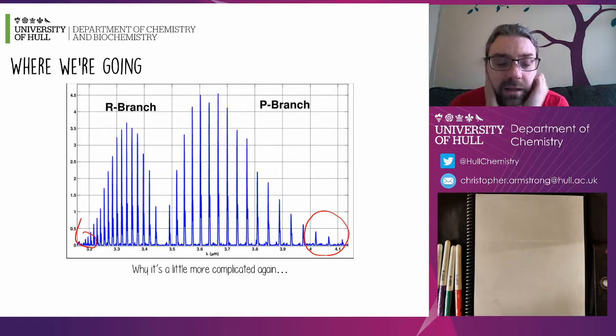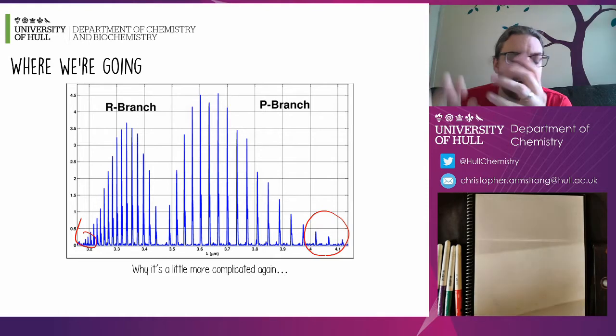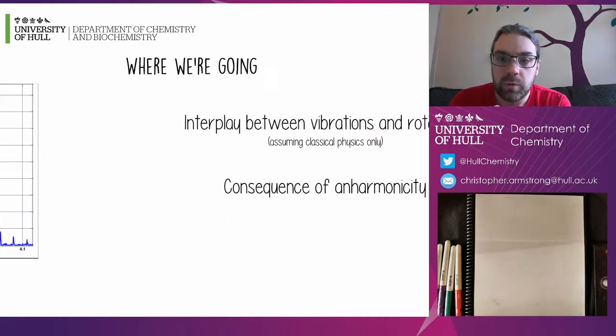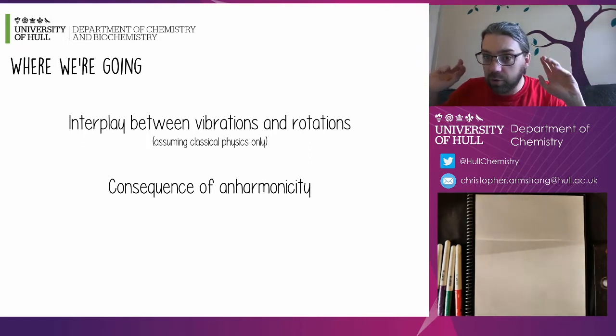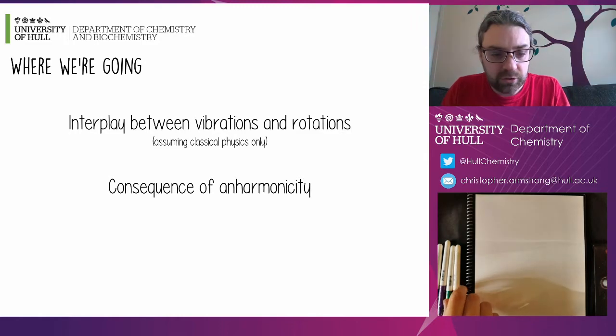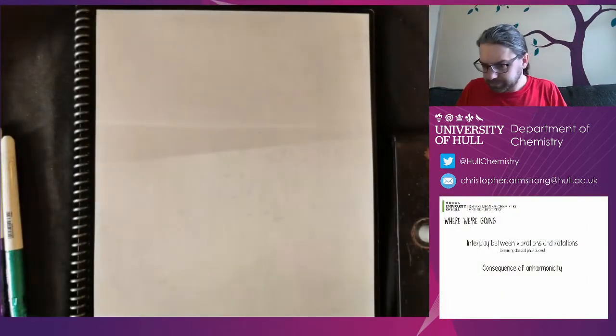So why is that the case? Why are these things a little bit more complicated? Well, for a start, we've got an interplay between vibrations and rotations. We'll cover that. And then the consequence of anharmonicity. We're not going to do much quantum here. We're going to do it entirely as if it's classical physics. I'm not going to talk too much about energy levels. I'm just going to cover a little bit about why things may be a little bit more complicated.